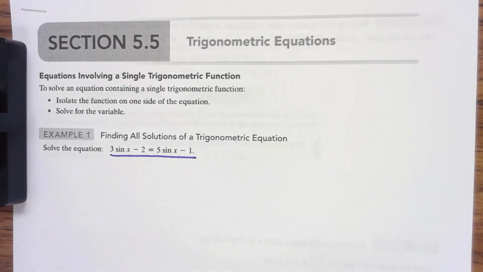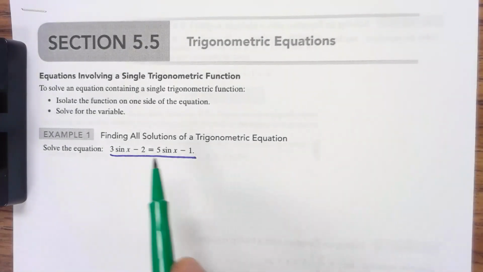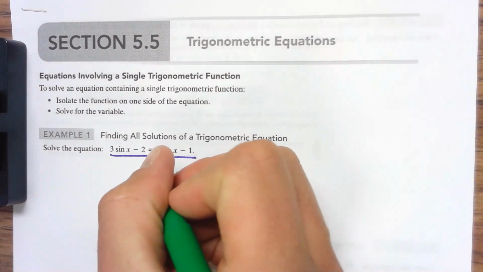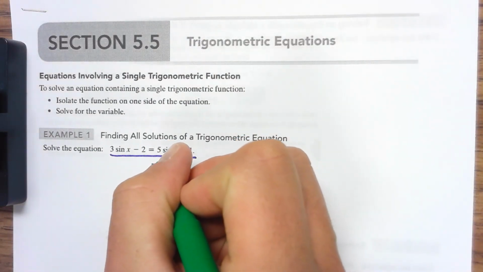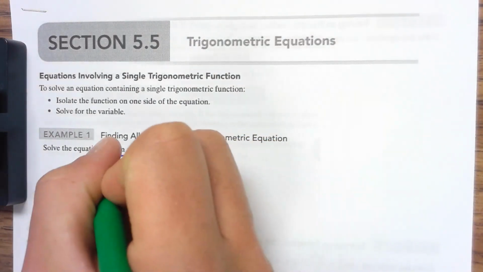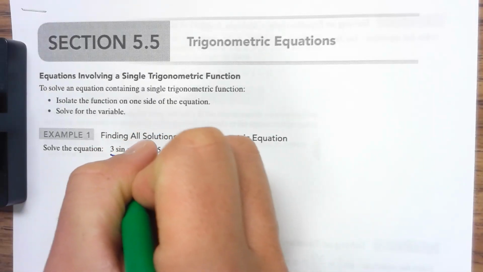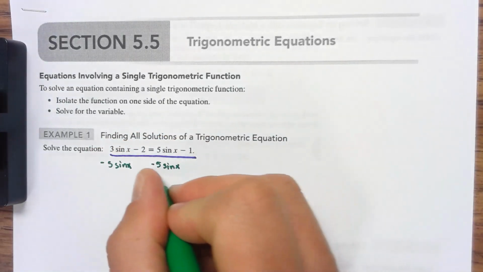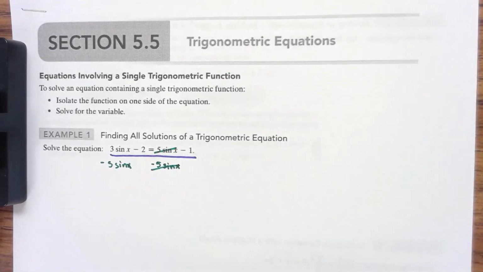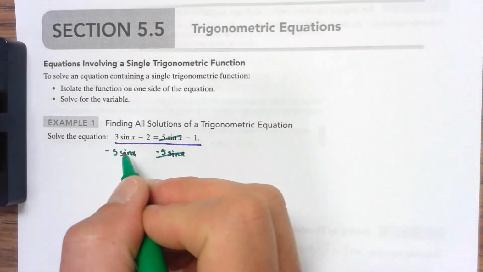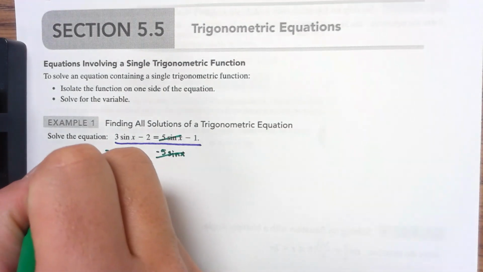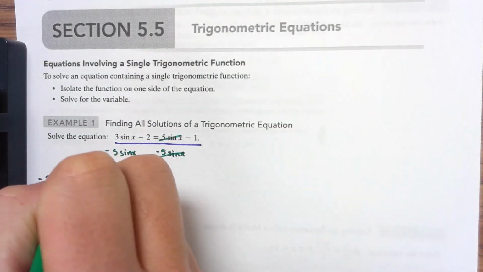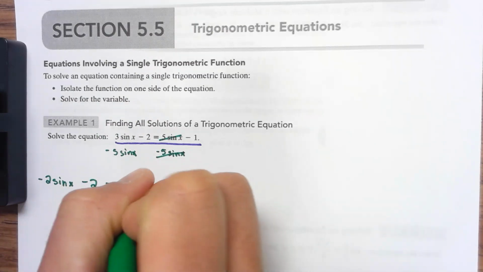So first thing, know that these sine of x's, so 3 sine of x and 5 sine of x, are like terms. They have the same variable, same exponent, so we can combine those together. So the first thing that I'm going to do is subtract 5 sine of x from both sides. That gets rid of the positive 5 sine of x on the right side. And then 3 sine of x minus 5 sine of x gives us negative 2 sine of x. And then we have minus 2 still, and then minus 1.